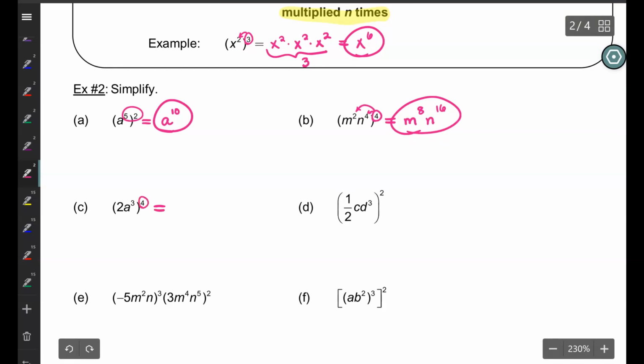Okay, next one. Now think of that 2 still has a power of 1. So I'm going to multiply 2, we have to the 4th power, times a, and we have 3 times 4, to the 12th. Now 2 to the 4th is going to be 4 times 4, which is 16, a to the 12th power.